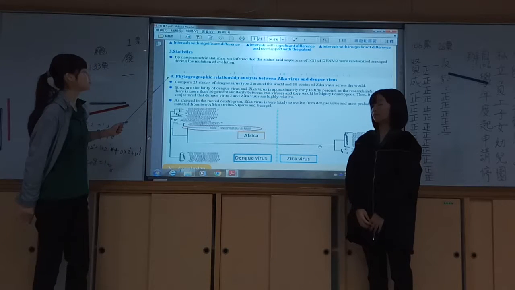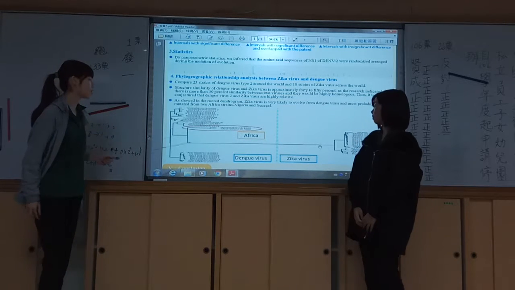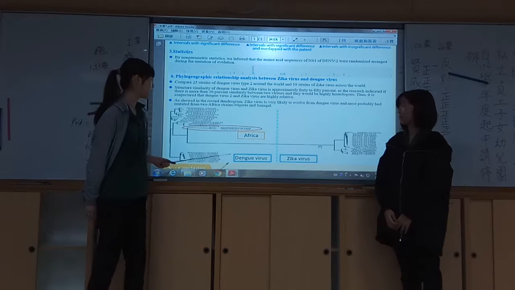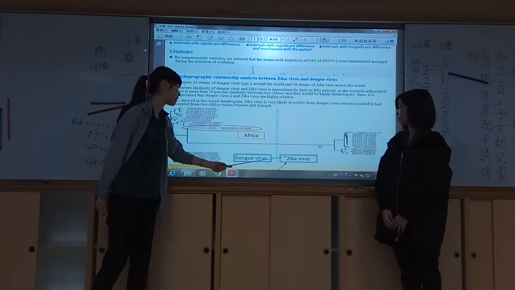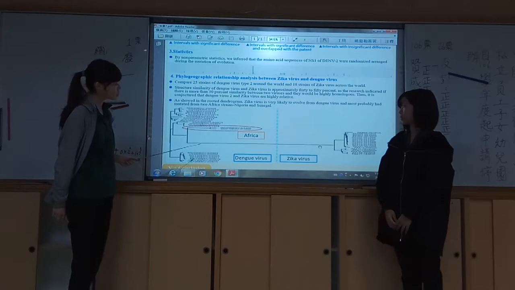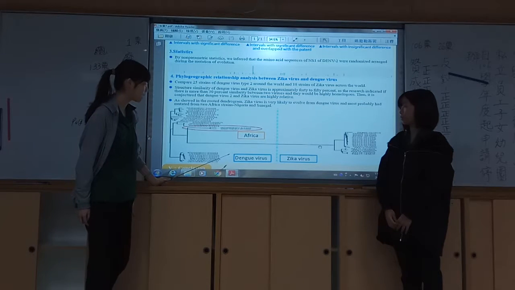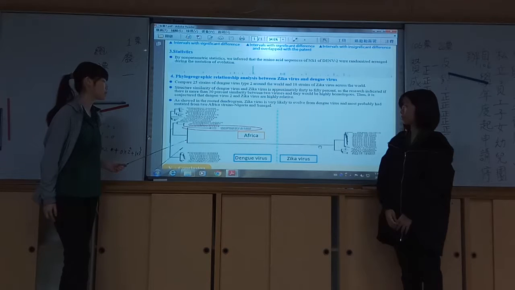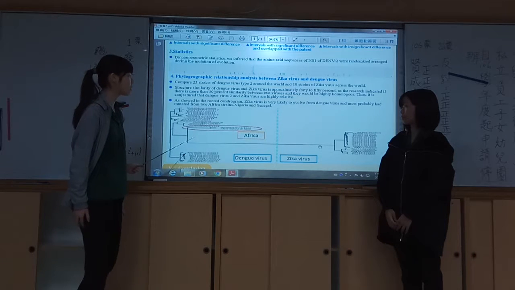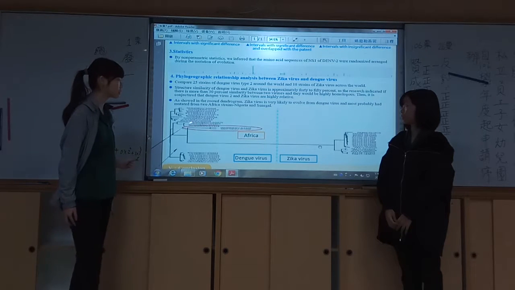Next, geographic relationship analysis between Zika virus and dengue virus. We compare 25 strains of dengue virus and 18 strains of Zika virus. Though it seems like they are so different, it's just because the similarity within the same kind of virus is too high. The structural similarity between Zika virus and dengue virus is approximately 40 to 50%.